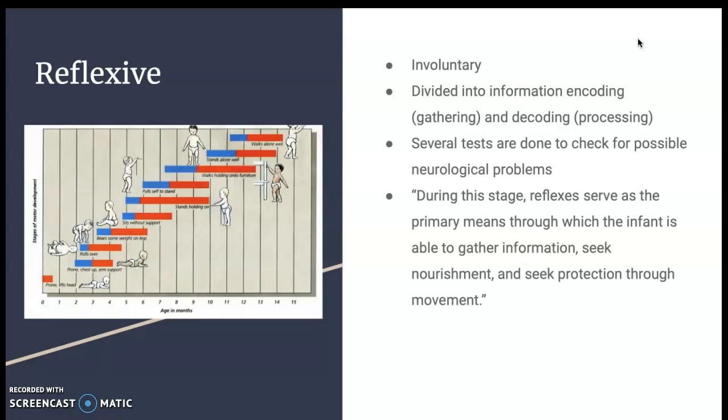This phase can be divided into two stages of information encoding and decoding. The encoding stage, or gathering stage, includes involuntary movement during the fetal period through roughly the 4th month of infancy. And in the book it states, during this stage, reflexes serve as the primary means through which the infant is able to gather information, seek nourishment, and seek protection through movement.